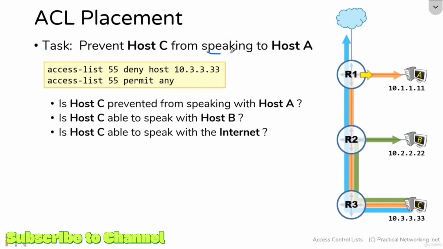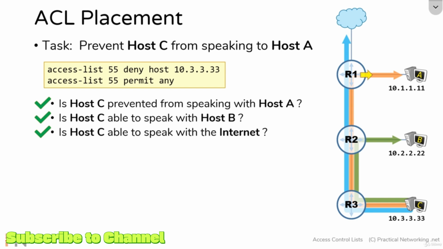If we apply this access list to this interface direction out, you'll notice that the only traffic whose path goes through that access list is the traffic from host C to host A, which means we are successfully preventing host C from speaking to host A and successfully not getting in the way of host C speaking to host B or host C speaking to the internet. So we finally found the perfect place to apply that access list.